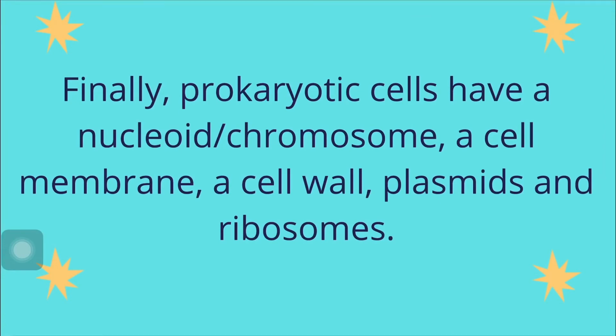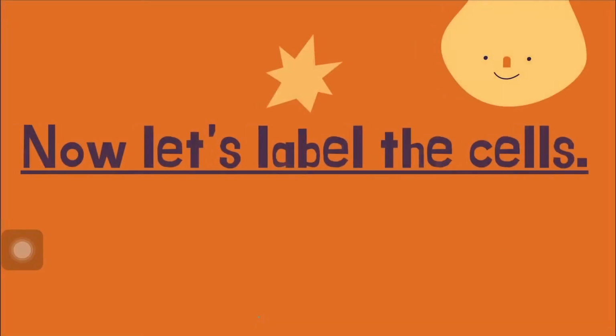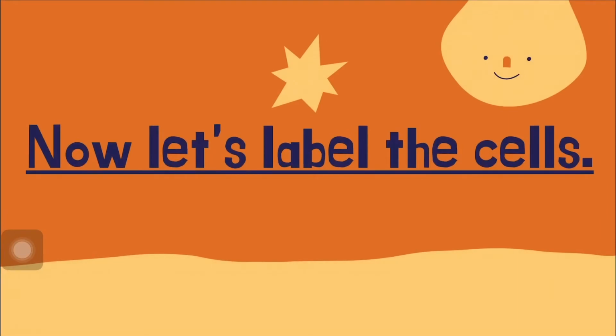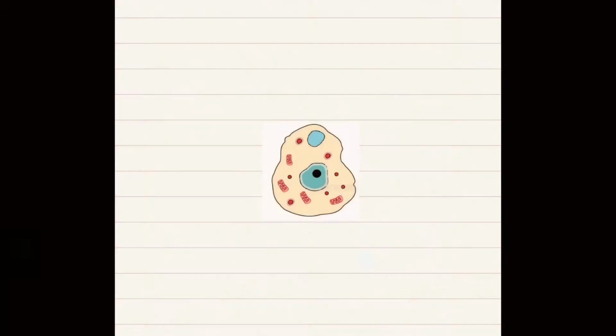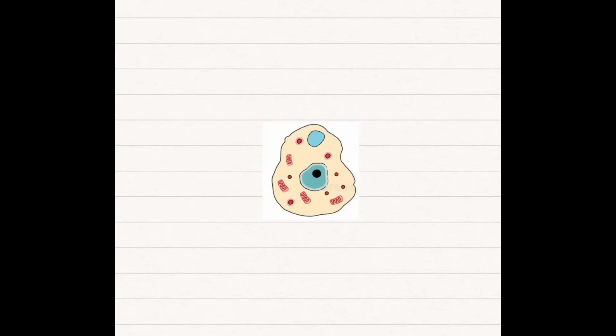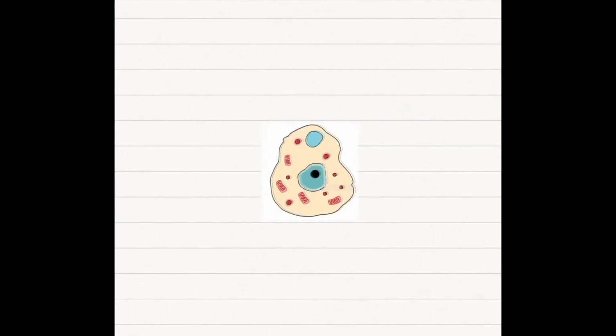Finally, prokaryotic cells have a nucleoid or chromosome, a cell membrane, a cell wall, plasmids and ribosomes. Now let's label the cells. Firstly, we have the animal cell. Have a go at labelling it by pausing the video and press play when you're done.